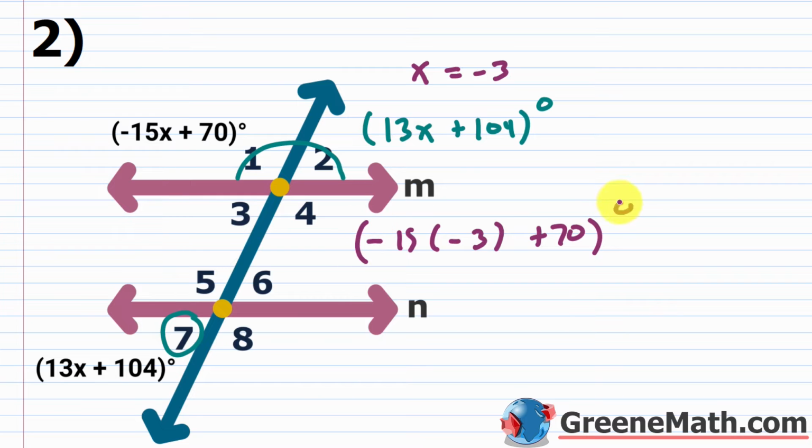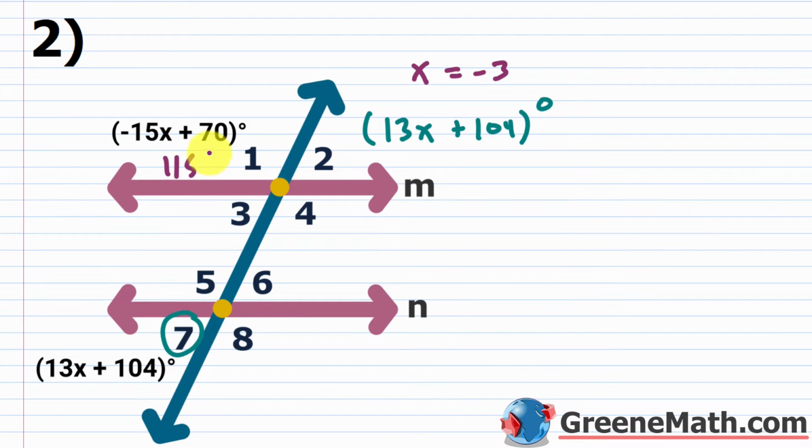So this is going to be your degrees. Negative 15 times negative 3, that's going to be positive 45. And 45 plus 70, that's going to be 115. So let me erase this and just put that this is 115 degrees. Now, for this one, you could plug in the negative 3 if you want, or you can just do 180 minus 115. Either way, you're going to get 65 degrees. So let me erase this and just put 65 degrees.